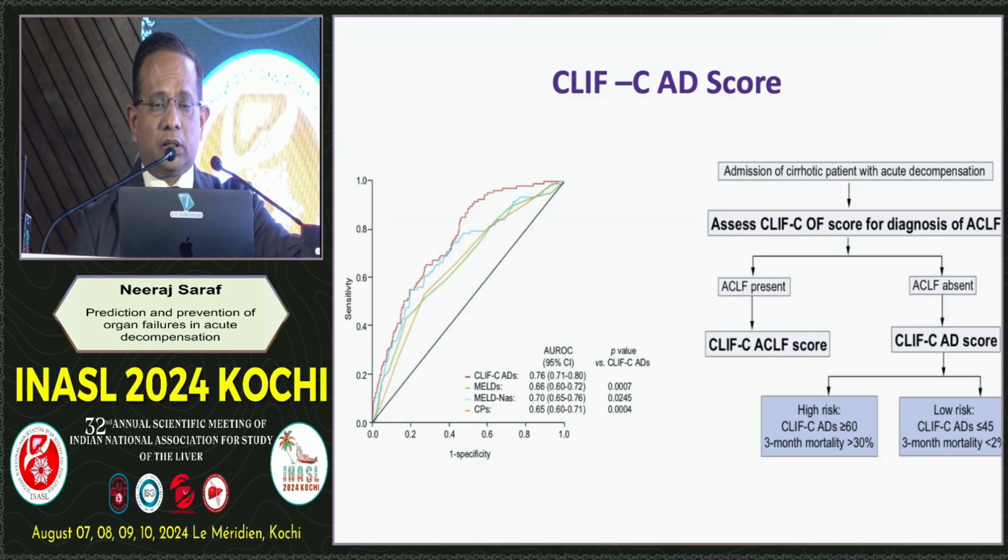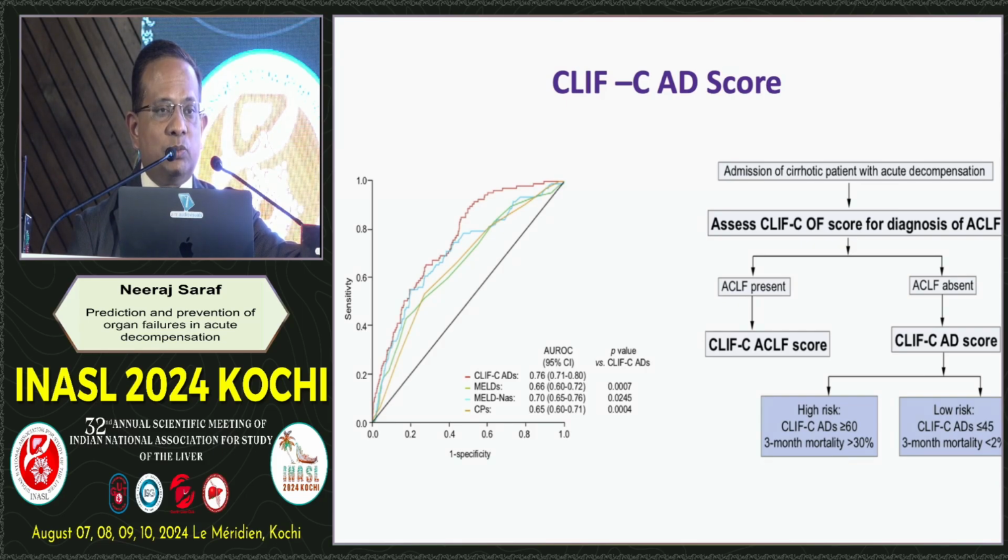So what this score suggested was that once a cirrhotic patient is admitted with acute decompensation, you assess the CLIF-C organ failure score for diagnosis of ACLF. If ACLF is absent, then you look at the CLIF-C AD score, and if the CLIF-C AD score is more than 60, then that's a high risk patient.